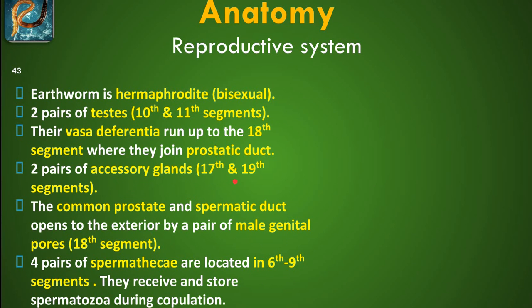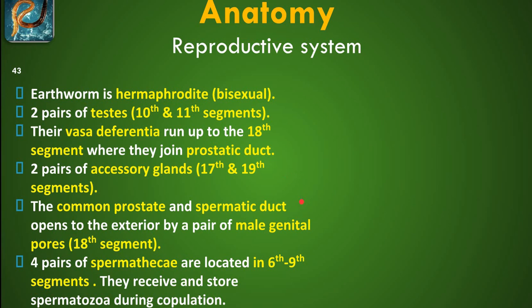Now, the earthworm is bisexual. So it has both male and female organs. It has two pairs of testes on the 10th and 11th segment. The vas deferentia run up to the 18th segment where they join the prostatic duct. There are two pairs of accessory glands found on the 17th and 19th segment.